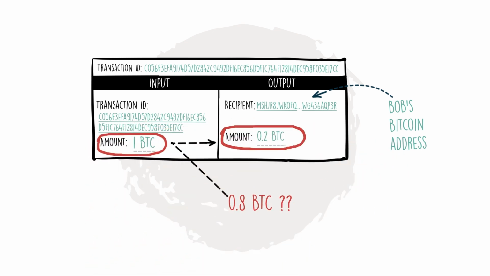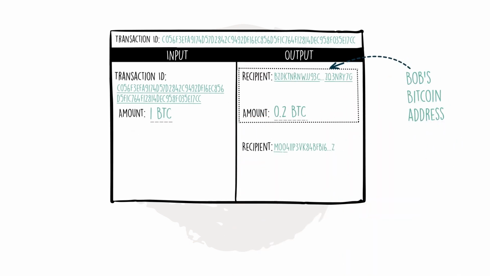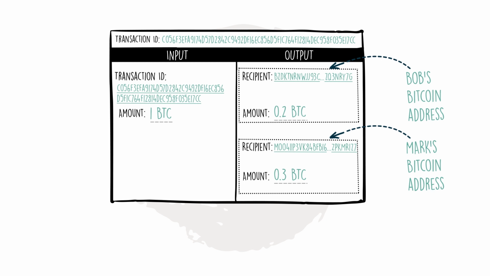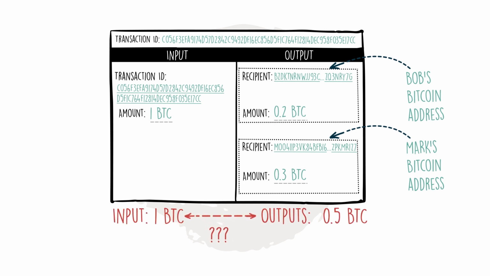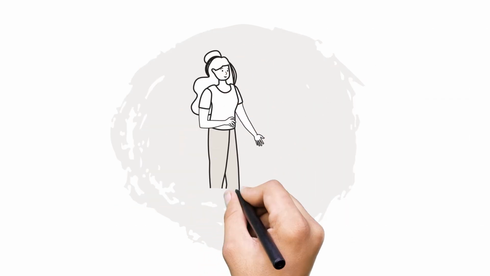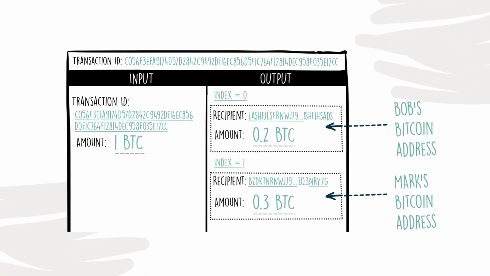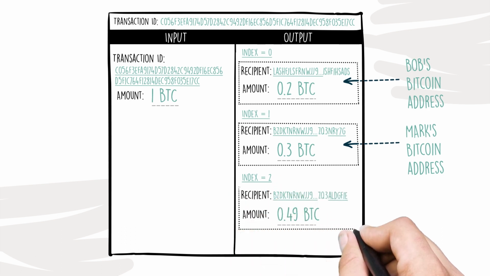Well, Alice remembers that she also wants to send Mark 0.3 Bitcoins, so on this transaction, she can create a second output with Mark's address with a value of 0.3. But that still doesn't add up to 1, and she doesn't have anyone else to send the money to at this time. What does Alice do? She can add a third output to give the change back to herself. The third output address is her own Bitcoin address, and the amount is set to 0.49.